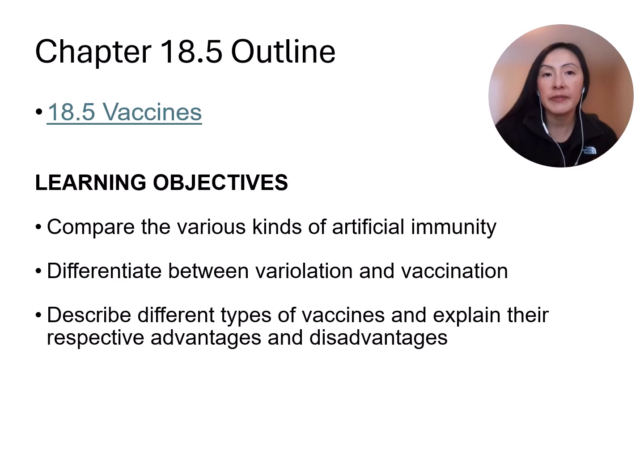By the end of this video, you should be able to: 1. Compare the different kinds of artificial immunity, 2. Explain the difference between variolation and vaccination, and 3. Describe major vaccine types, including their advantages and disadvantages.